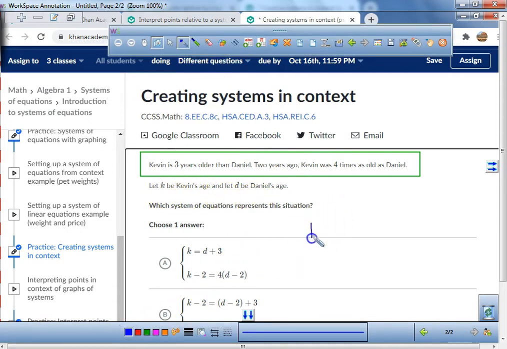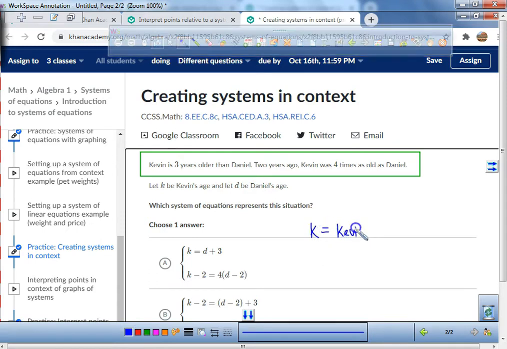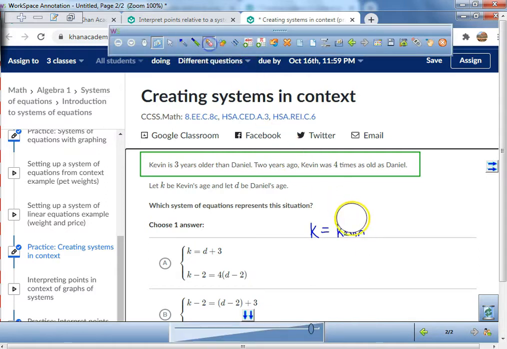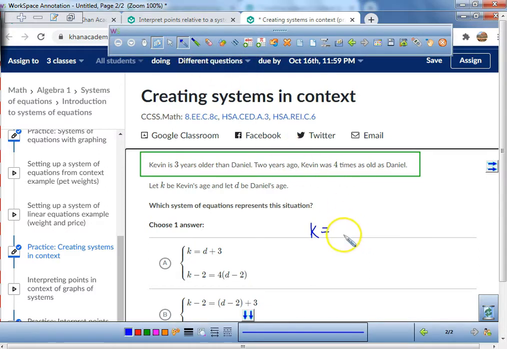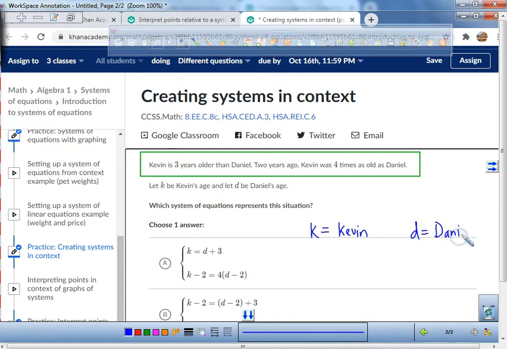All right, here we go. K equals Kevin. D equals Daniel. Now it's Daniel's age. Like let's do caveman. Ready? Kevin age, Daniel age. Okay, fine. English teachers will put an apostrophe. Good. All right. Now they're happy. There we go. Daniel's age and Kevin's age.